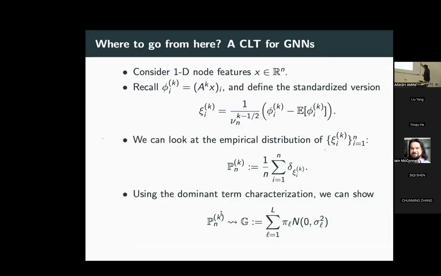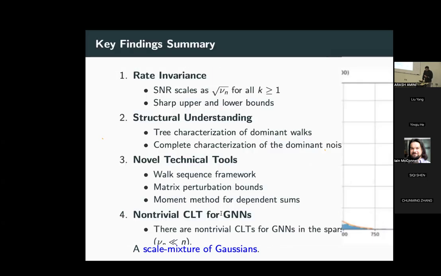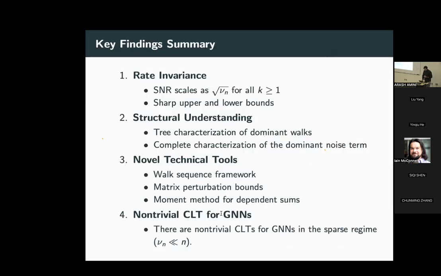And so this is ongoing work. Not all the details are fleshed out, but that's one way that you can go with this. So I'm going to stop. What we show is this rate invariance, and the idea is using this block combinatorics. As a result, you get a very complete characterization of the dominant noise term, which, among other things, could produce non-trivial CLTs for these polynomial GNNs.